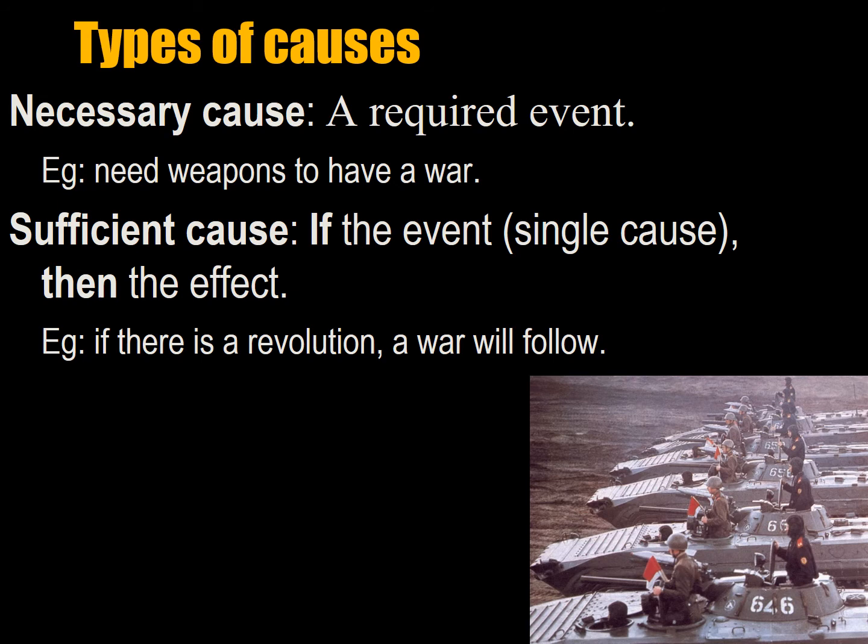This is a required event, something without which the outcome could not occur. The dependent variable could not vary to a particular value. For example, you have to have weapons to have a war, right? Now, we know this is not true.